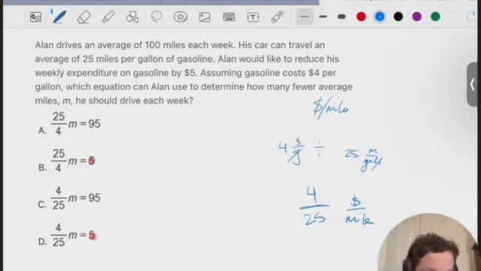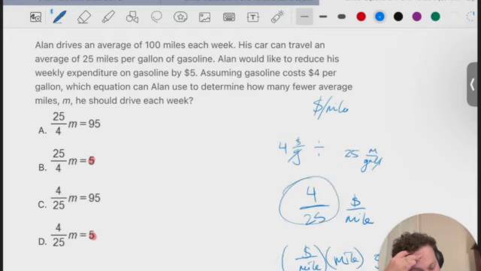So, if we want to save $5, $5 will equal the dollars per mile times the number of miles we drive. So my final answer is D.